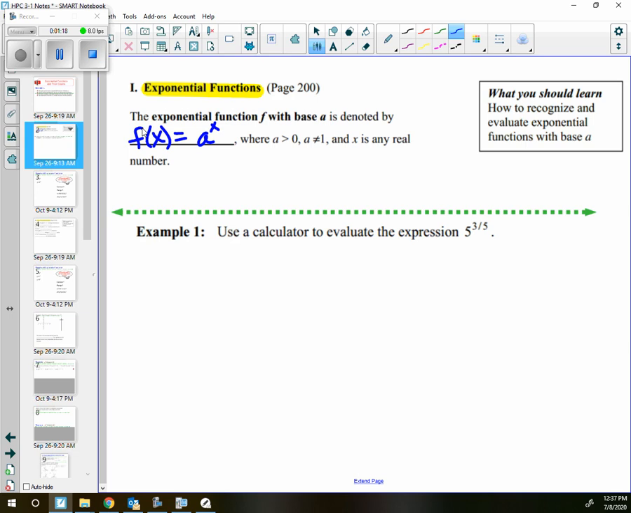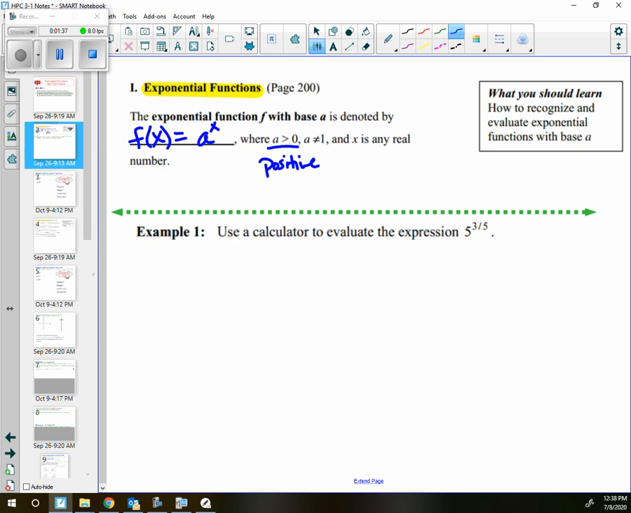So a couple things to note about the a: it has to be greater than 0, so the bases are always positive. It can't be 1 because a base of 1 is pretty boring. 1 to any power is just 1. And the x, though, the power, is any real number. That means the domain of an exponential function is all real numbers. You can use whatever you want.